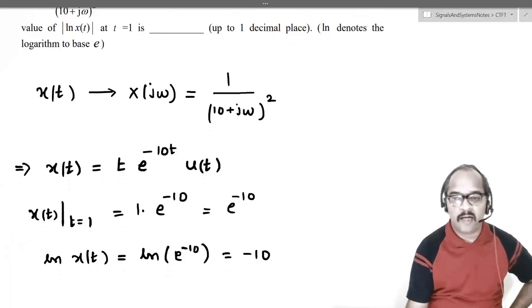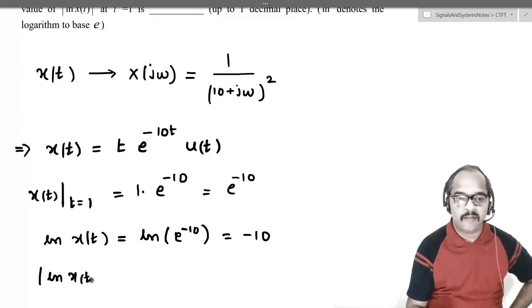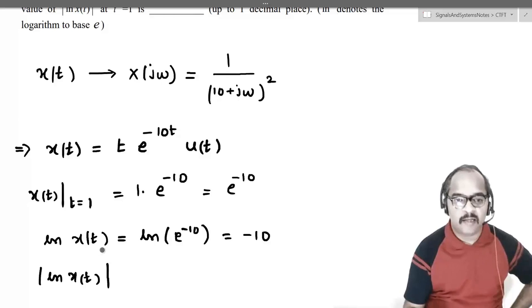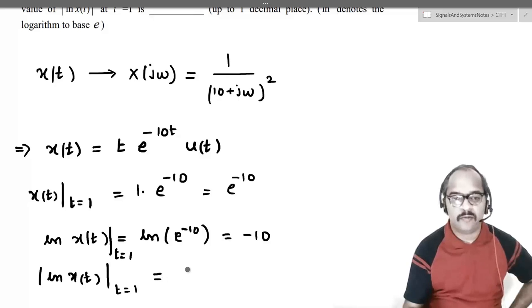That implies the modulus of ln of x of t at t equal to 1 should be equal to 10. So that is the answer.